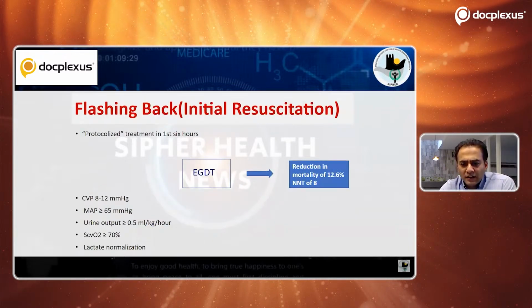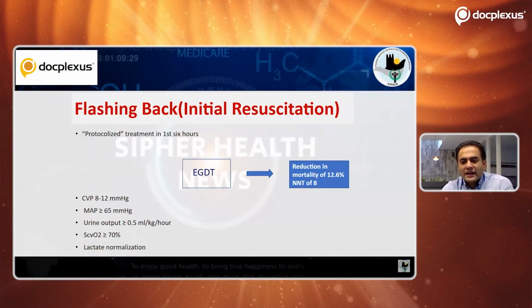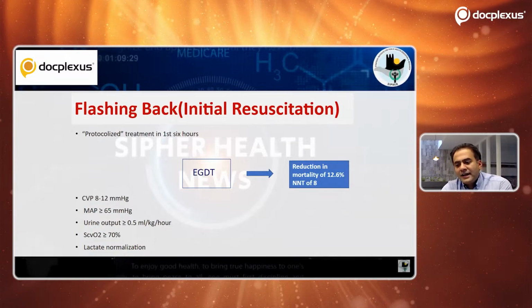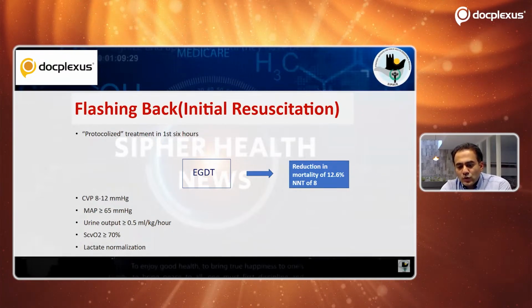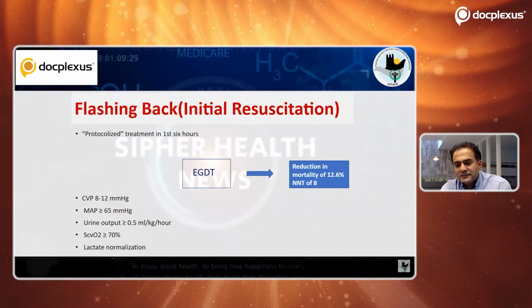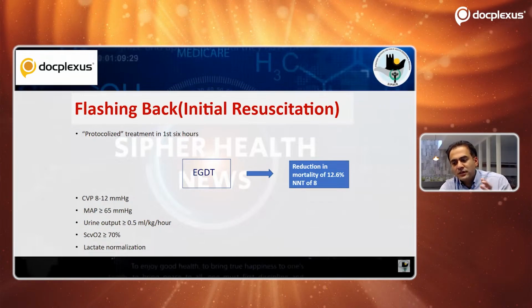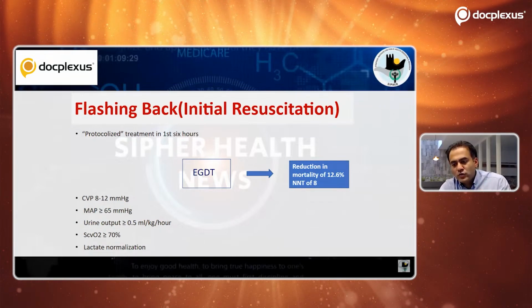Again, if we flash back to where we have evolved from, I told you about the Rivers et al. trial. That trial came into being in 2001. It was early goal-directed therapy. What he did was he made certain protocols that needed to be fulfilled. These were called goals.